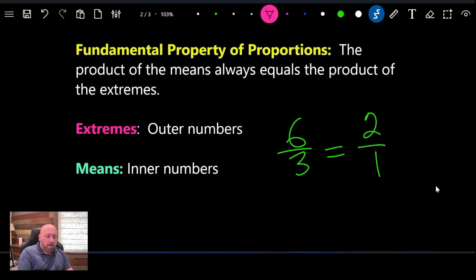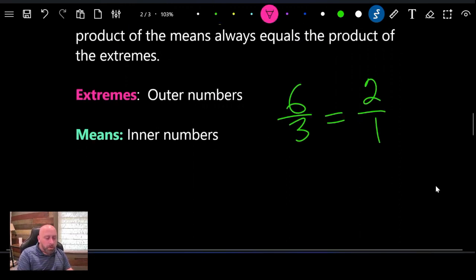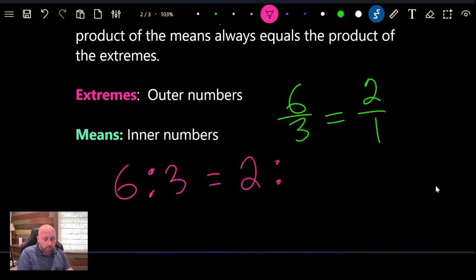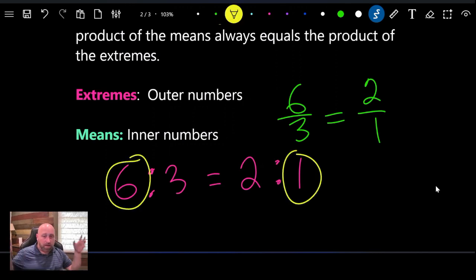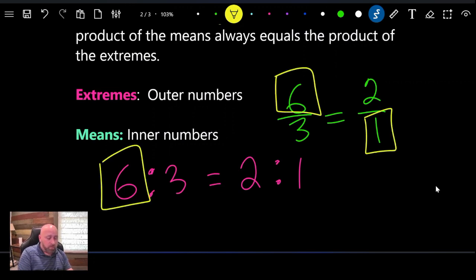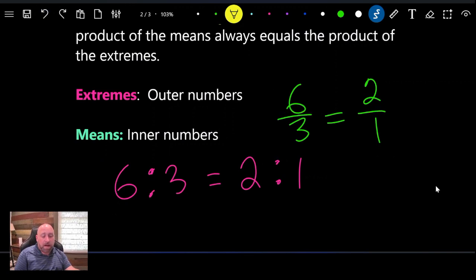Now, if we take this and we say, okay, the outer numbers, which one are the outer numbers? Well, let's write it a different way. Let's write this as a ratio. 6 to 3 equals 2 to 1. Okay, now we actually do have outer numbers. Look, the 6 and the 1 are on the outside. That's the way to think about it if you have them in fractions. The first one and the last one. These are the outer numbers.